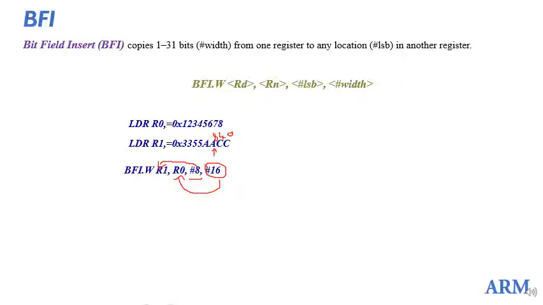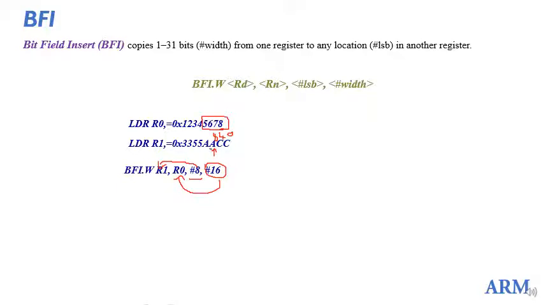So which are the 16 bits? That is starting from the least significant bit. By default only the width will be given, and by default the least significant bits will be copied. So starting from 0, the least significant 16 bits will correspond to 4 digits of your R0, that is 5, 6, 7, 8. So you have to insert from bit number 8 of R1 this 5, 6, 7, 8.